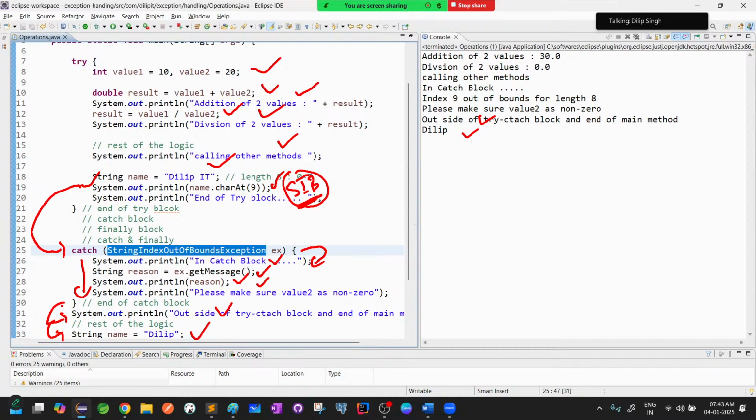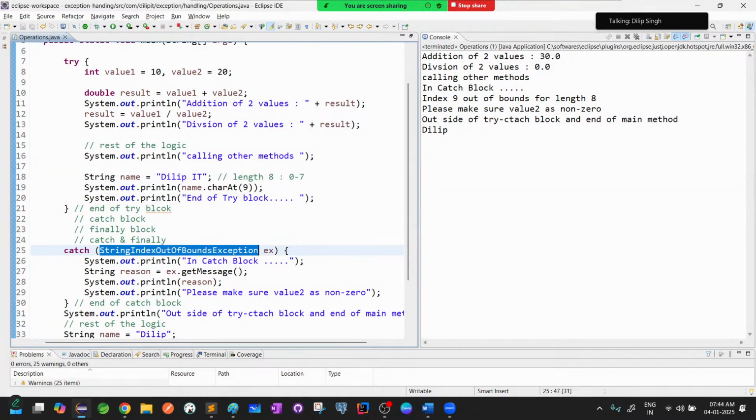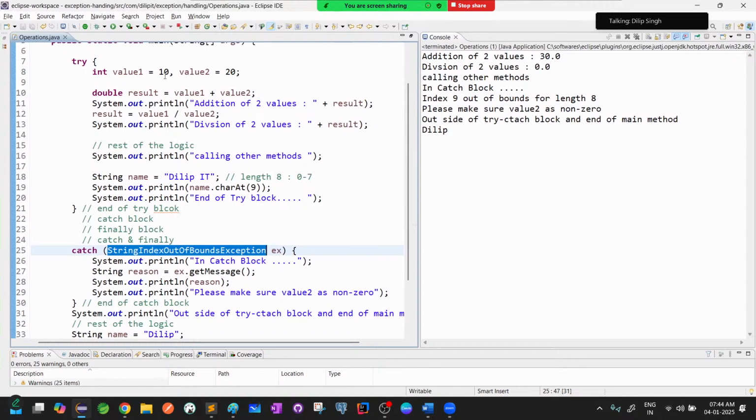But my point is, tomorrow if you get a zero value here, what will happen? So see, I'm making value 2 as 0 again. So what will happen this time? Based on our logic expectation, executed, executed, executed. So here the problem comes again, an exception comes. Why? Divided by 0. So what exception? ArithmeticException.